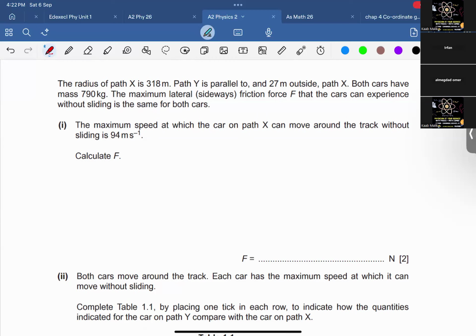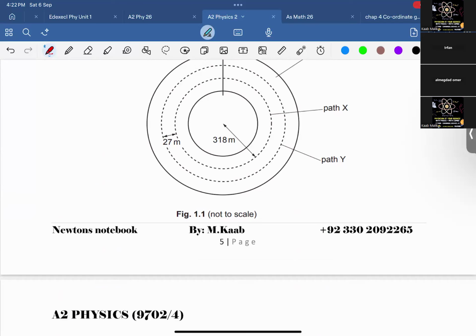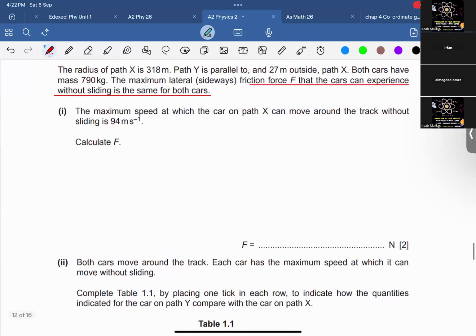Wait, wait, wait. This is something very important. The maximum lateral, sideways friction. This friction is basically the only force providing you the centripetal force. And they're saying the centripetal force for both the cars is the same, right? While their circular tracks are different, right? Their radiuses are different, right? Okay, now please move on.